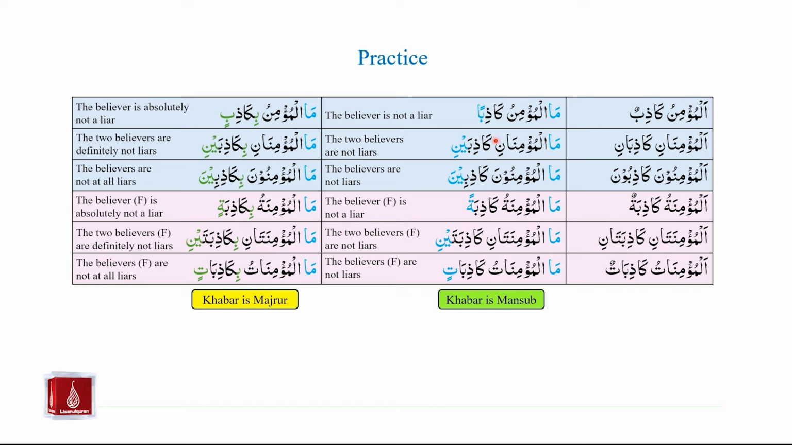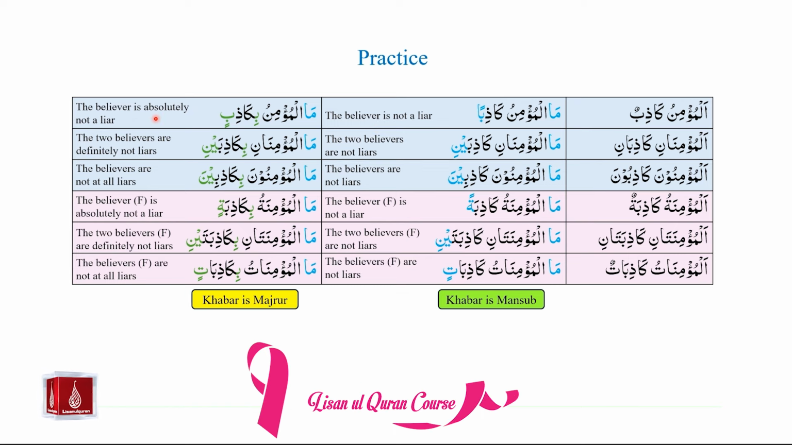Kaziban is now kazibin because of ba harf jar. Khabar in this case is mansoob because of ma. Khabar in this case is majroor because of the addition of ba harf jar. The believer is not a liar. The believer is absolutely not a liar.